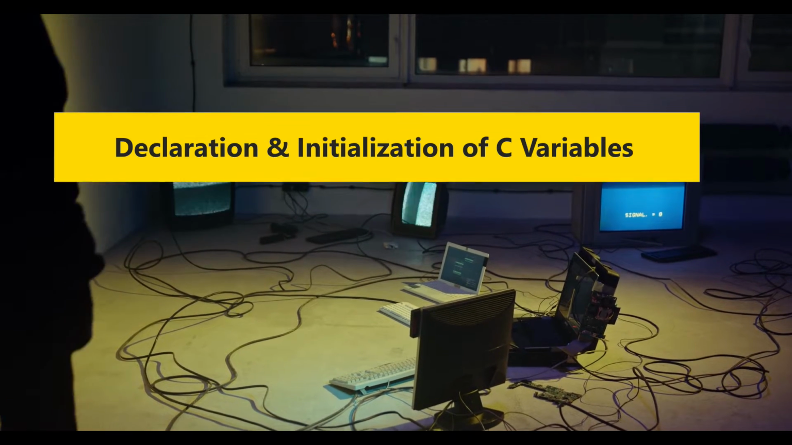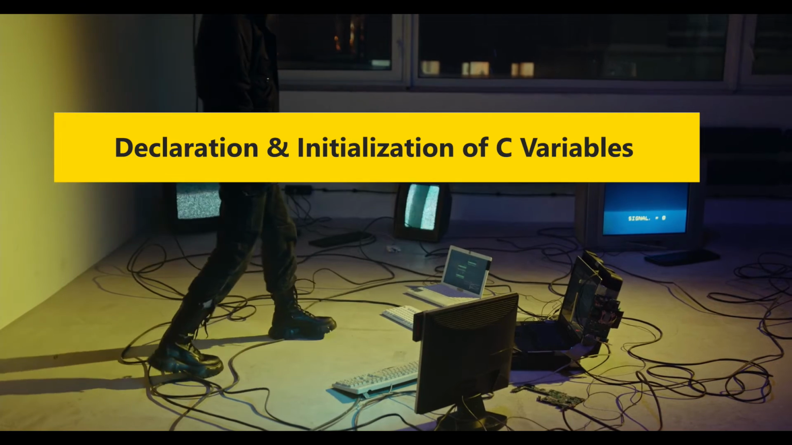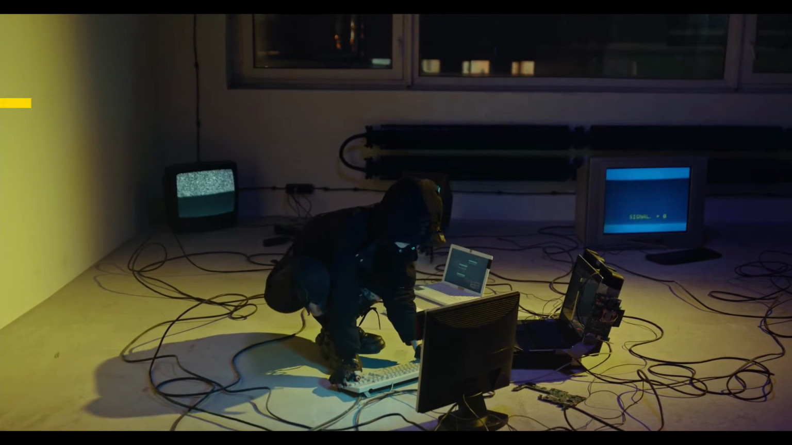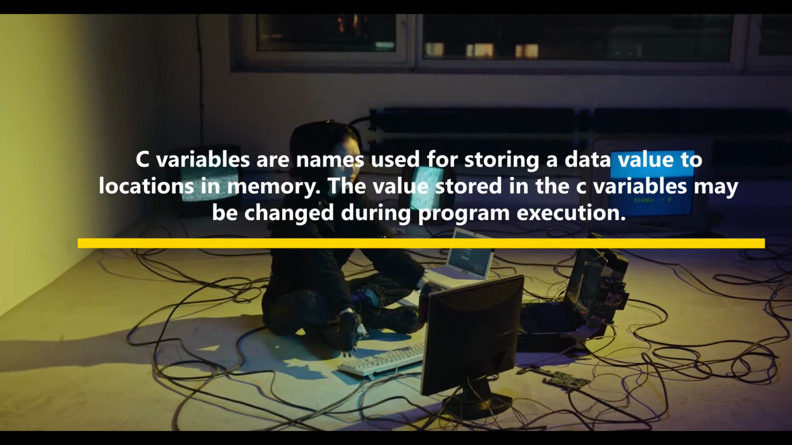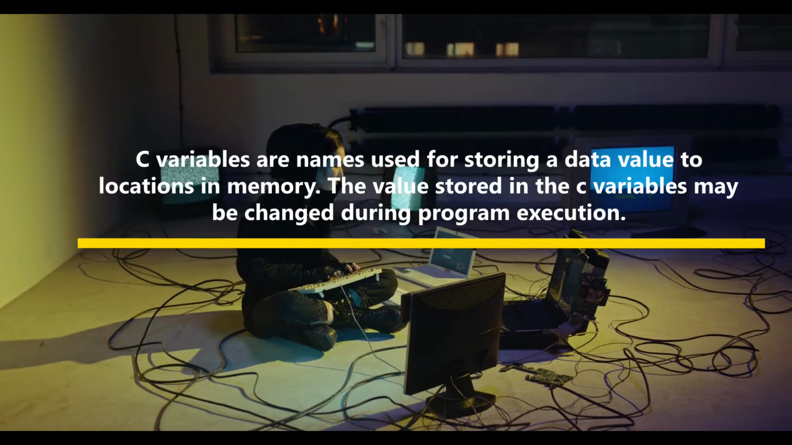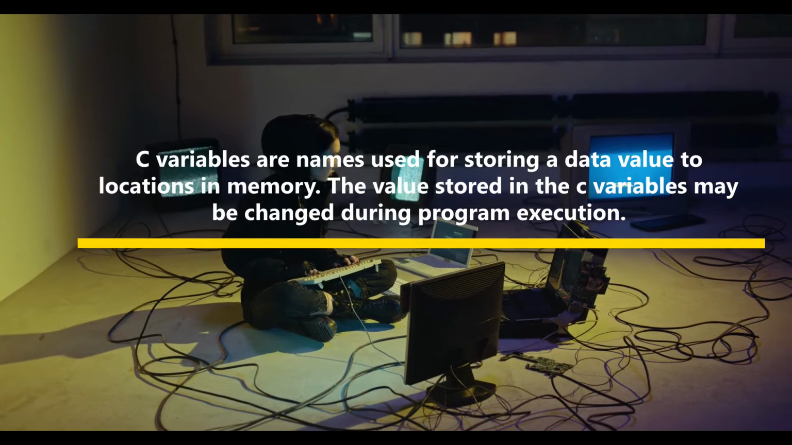Declaration and initialization of C variables. C variables are names used for storing a data value to locations in memory. The value stored in the C variables may be changed during program execution.